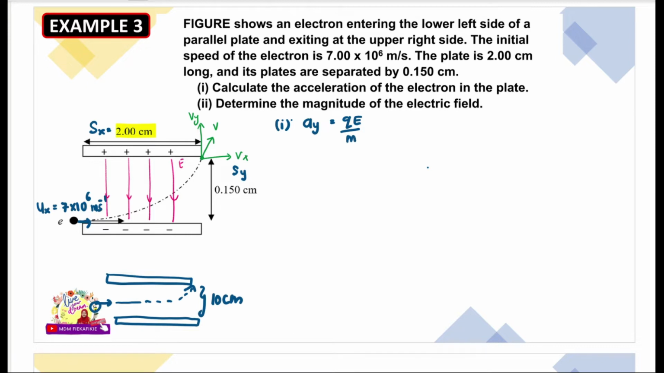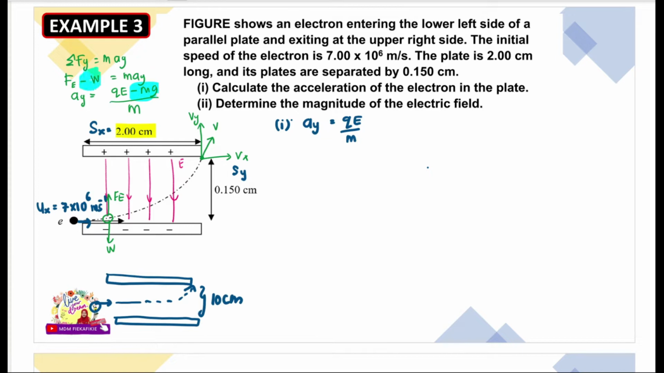Okay, sebab ada yang tanya saya kan, perlu consider tak weight dia kan, sebab kalau you consider weight, boleh je kalau you nak lukis sini, contohlah. So let's say here, kita ada weight and then kita ada FE. So ada yang tanya kan, so bila FE, total FY equal to MAY, so dia akan jadi FE minus W equal to MAY. So AY dia akan jadi QE minus MG over M. Okay, jadi ada yang tanya saya, perlu ke ini weight ini?